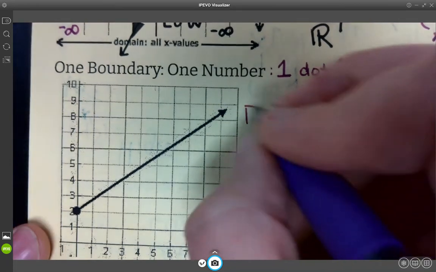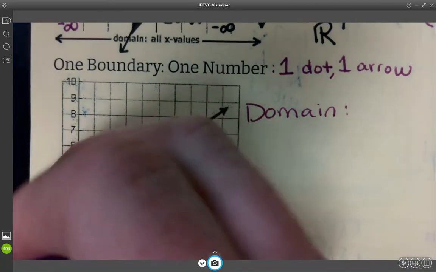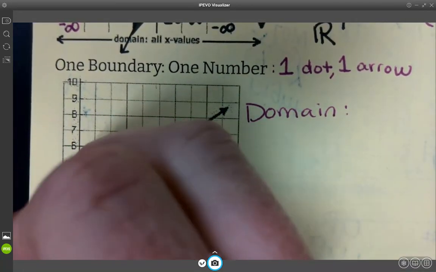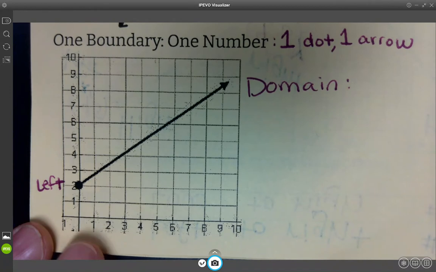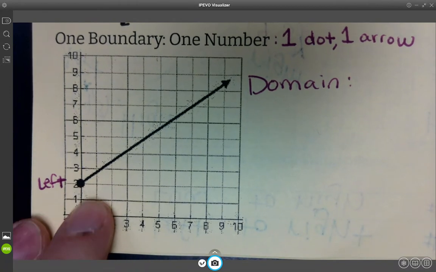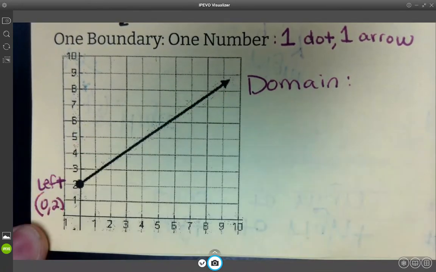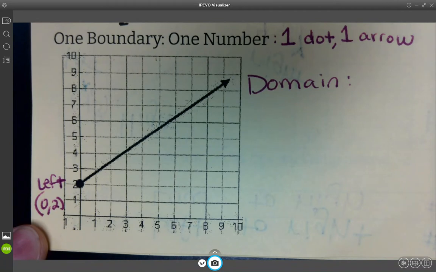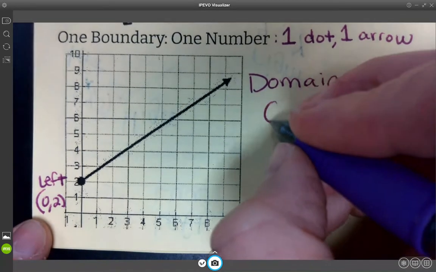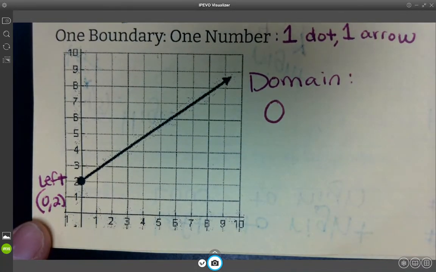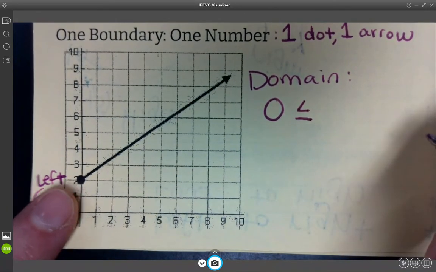So when we do domain, we do left and right. So left would be over here. So write the word left. Make sure you still write the coordinates because this is where it can get confusing. What are the coordinates for the left point? 0, 2. So for domain, we use the x value. So we're going to use 0 or 2? 0. So 0 less than or equal to, because it actually touches it. There's a closed circle there.